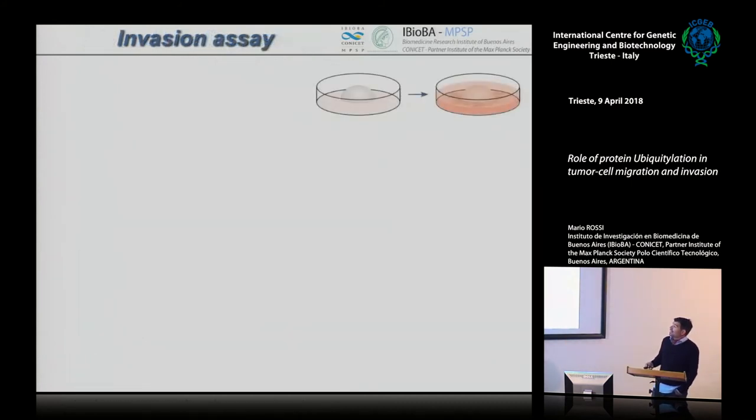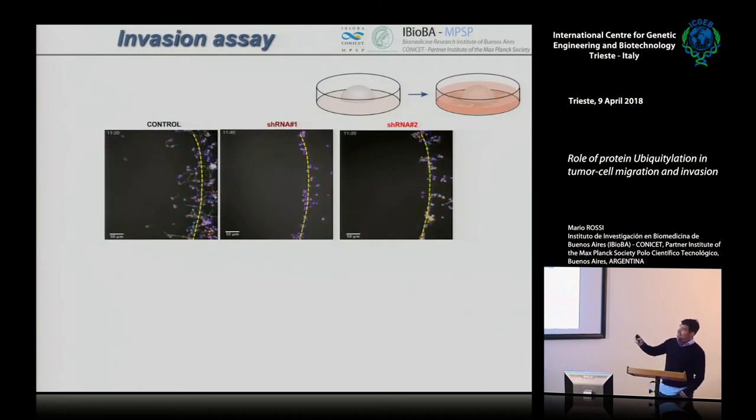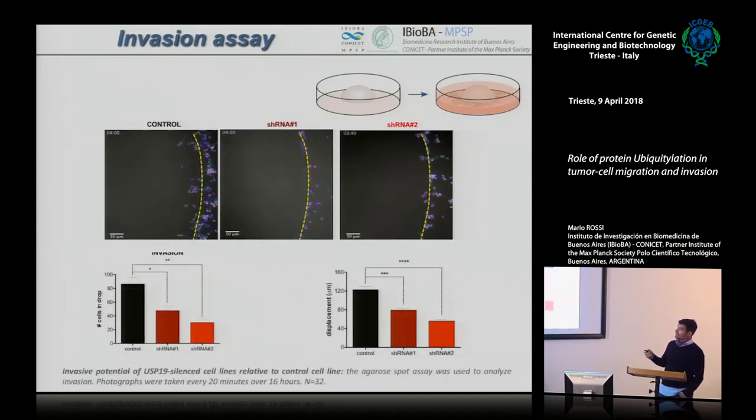So then, if the cells migrate less, and to connect with something more relevant for an in vivo setup, we decided to look at whether the cells can invade, and we did it in two different ways. This we did with Matrigel, and what I'm showing here is basically you put a drop of noble agar, and then you see the cells around, and whether the cells can get into the drop or not. You can see that the control cells, both in number of cells and displacement, are much more efficient compared to the knockdown cell line.